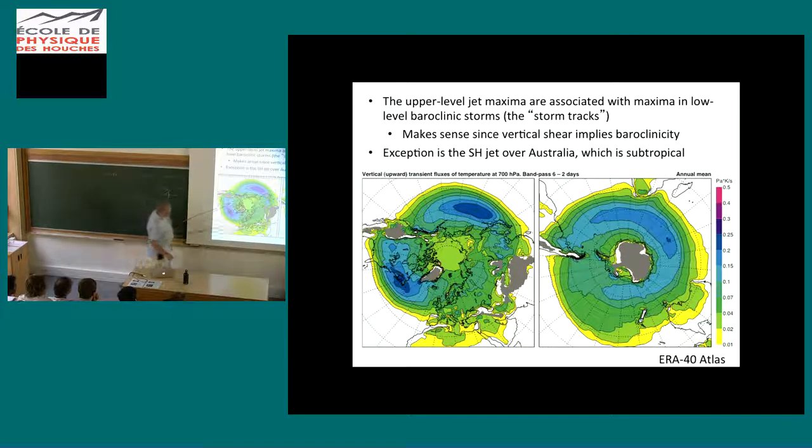And then in the Southern Hemisphere, we don't have the boundary currents. Of course, there's nothing like the Gulf Stream or the Kuroshio. But you still have a bit of a localization here.